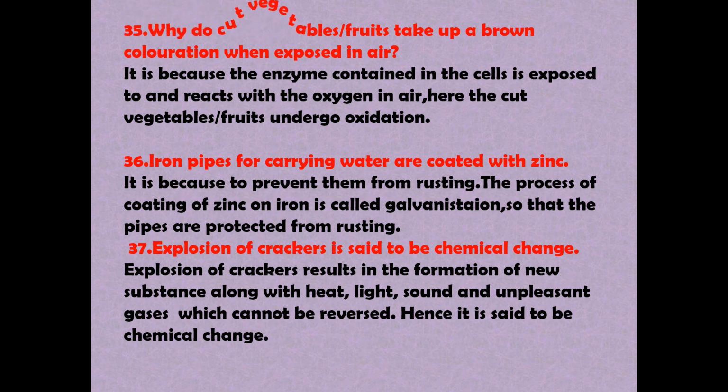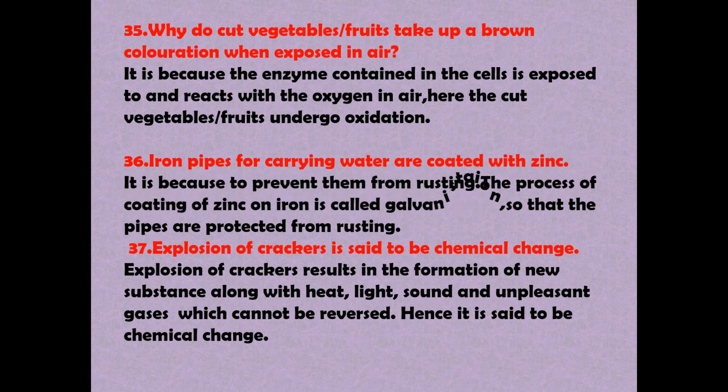Let's check out the next set of questions. Why do cut vegetables or fruits take up a brown coloration when exposed to air? It's because the enzyme contained in the cells is exposed and reacts with oxygen in air. So the cut vegetables or fruits undergo oxidation. The process is called oxidation.